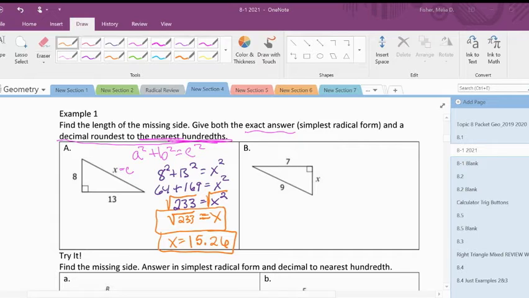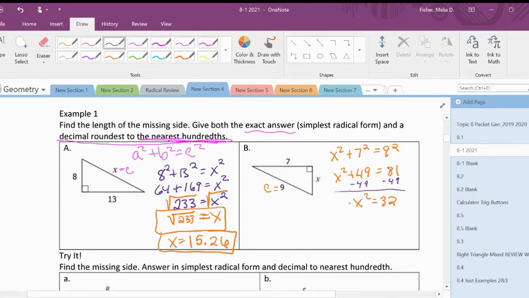On part B, again, we're going to use the Pythagorean theorem, and this time the c part is 9. So I have x squared plus 7 squared equals 9 squared. 7 squared is 49. 9 squared is 81. Subtract 49 from both sides of the equation. That leaves you with x squared equaling 32.